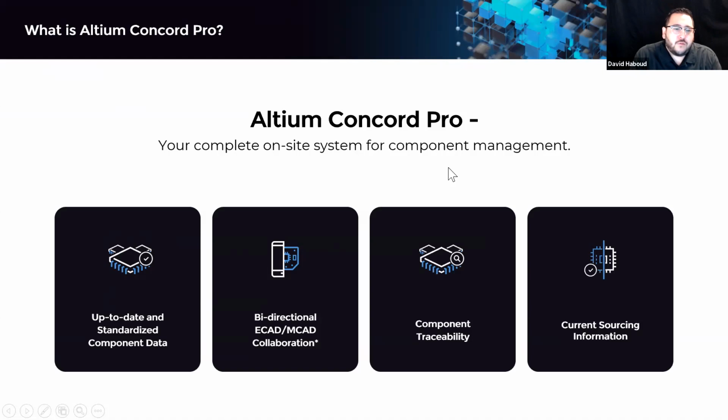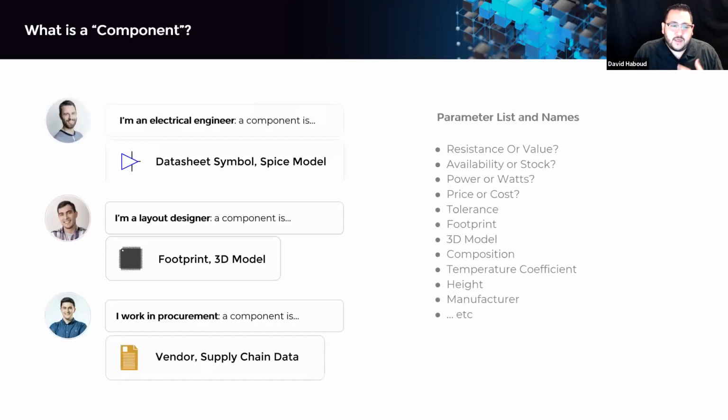So Altium Concord Pro is a complete on-site system for component management. It provides up-to-date and standardized component data, as well as bidirectional ECAD-MCAD collaboration, and gives you a method of component traceability that gives you current sourcing information for all of the components defined within the system. This allows you to put everything together in one system without having issues about defining where everything comes from.